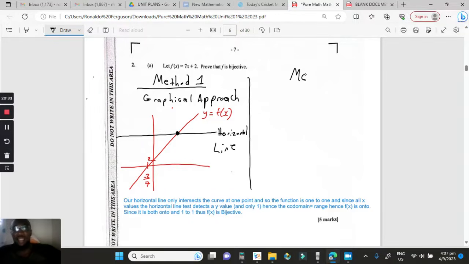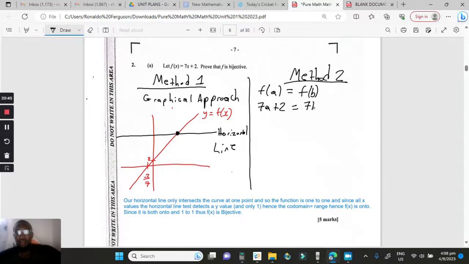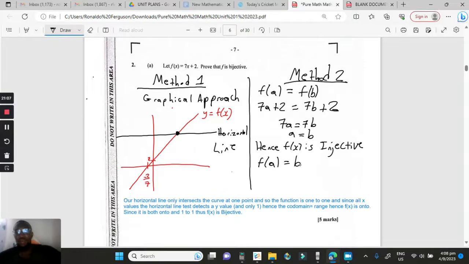Alright, now method 2 is the computation approach, which a lot of people are going to solve: f of a equals f of b. And so we have 7a plus 2 equals 7b plus 2. So we get 7a equals 7b. The 2's cancel, and so of course a is equal to b. So hence we conclude f of x is injective.